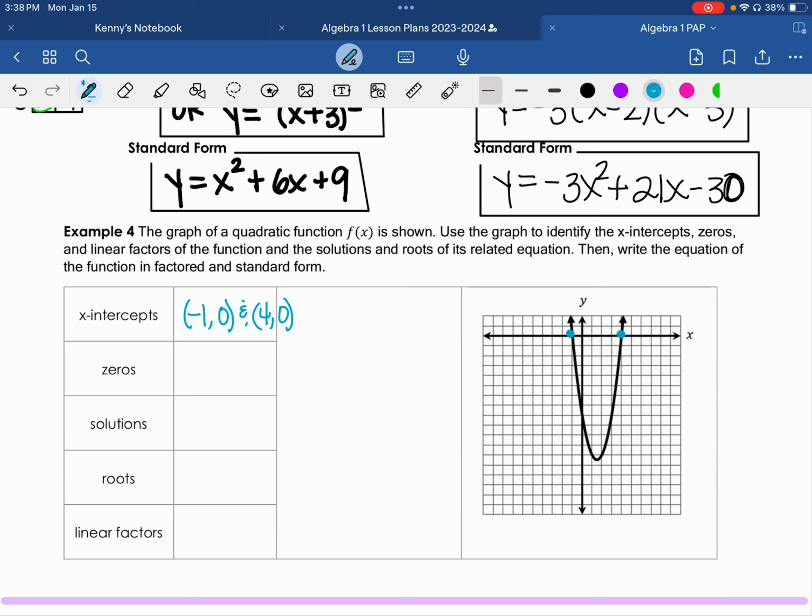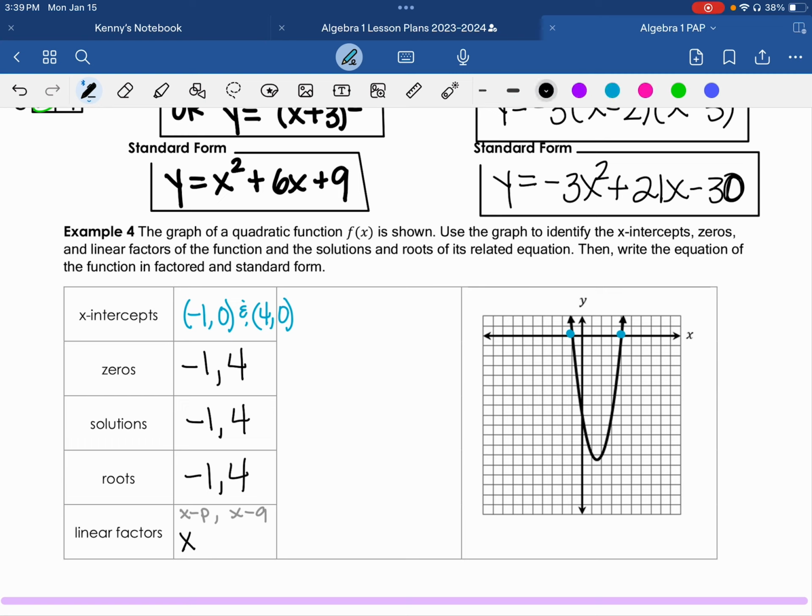All right, my zeros, remember, are the x values of those two points. So my zeros would be -1 and 4. My solutions are the same, -1 and 4. My roots are the same, -1 and 4. And now my linear factors. Remember, my linear factors are going to be x minus p and x minus q. Those are going to be my factors.